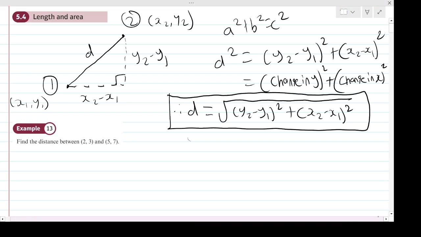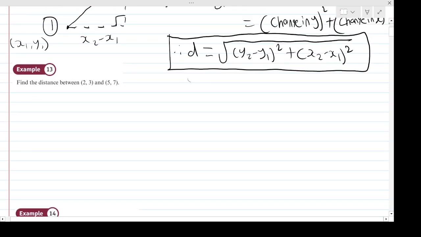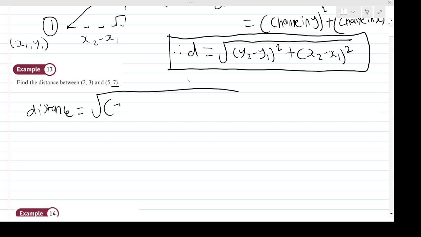Okay, cool. So let's apply that then. Let's have a look at this example. Find the distance between 2, 3 and 5, 7. So we know that the distance is going to equal the square root, by using this formula here, of the change in y firstly, so 7 take away 3, all squared, then add the change in x, so that's 5 minus 2, all squared. And then I could just put that in a calculator, and that will give me my distance. So where's my calculator?